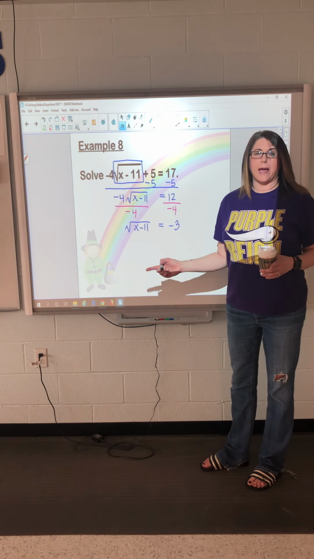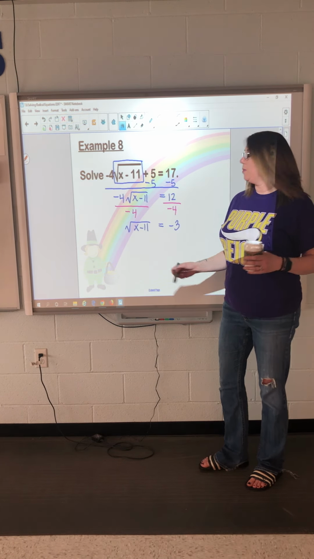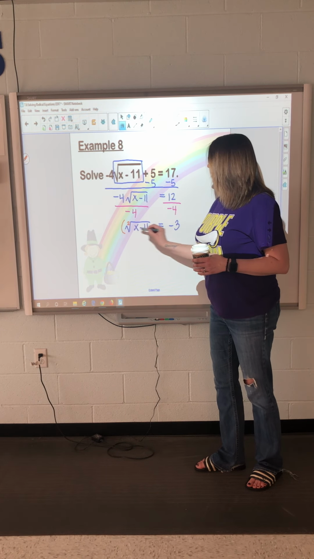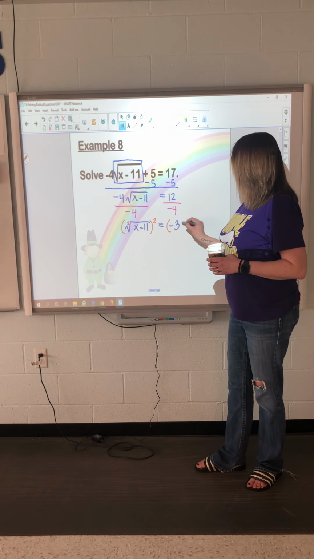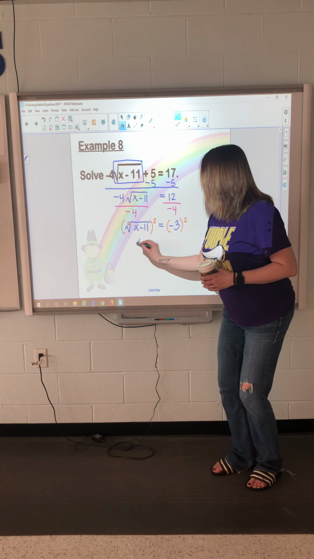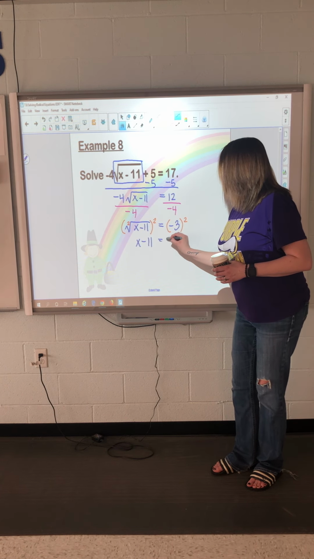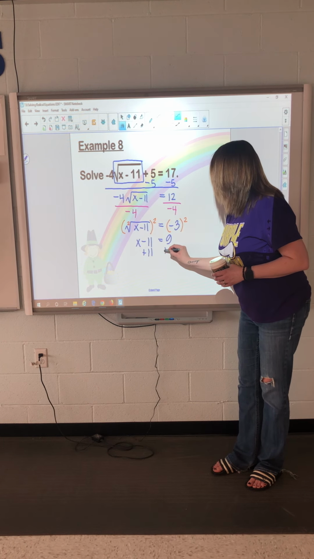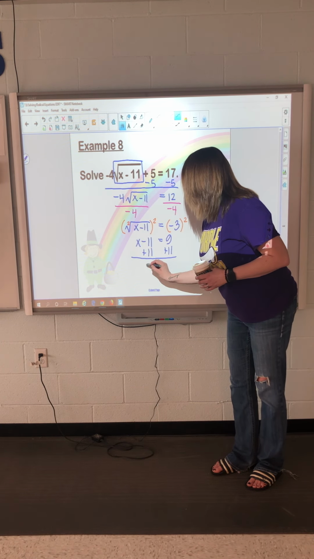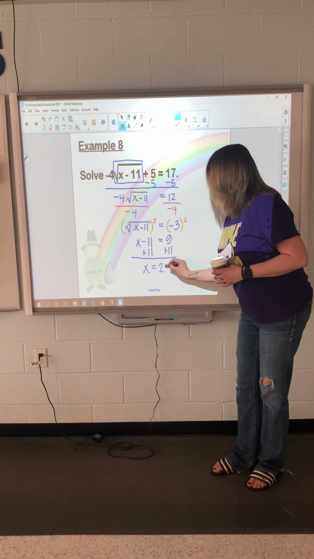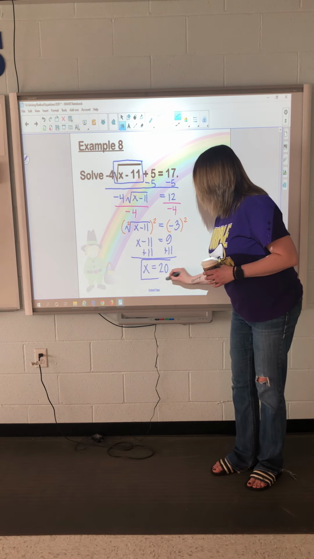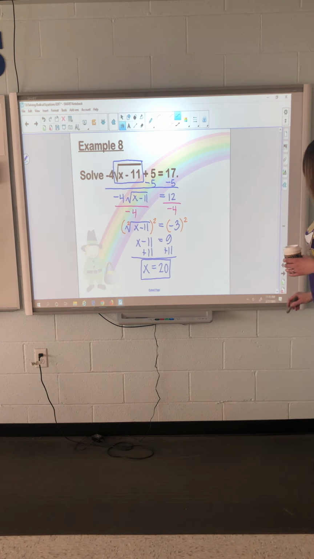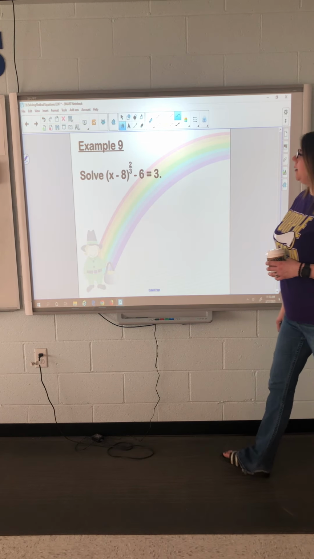Now I'm going to get rid of the radical. I don't see an index, but remember that's understood to be a 2. So I'm going to raise both sides to the 2nd power. And I have x minus 11 equals 9. And then lastly, I'm going to get rid of the 11 by adding it to each side, and we're going to get that x is equal to 20. And there we go. All right, number 9.